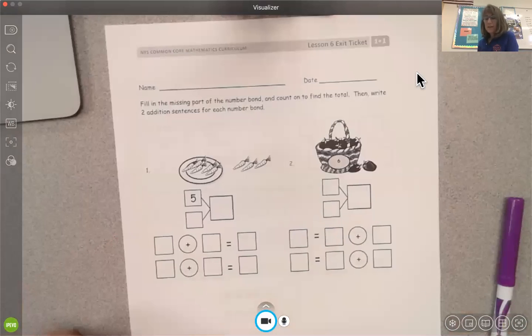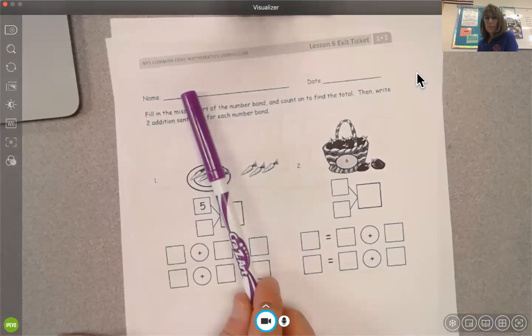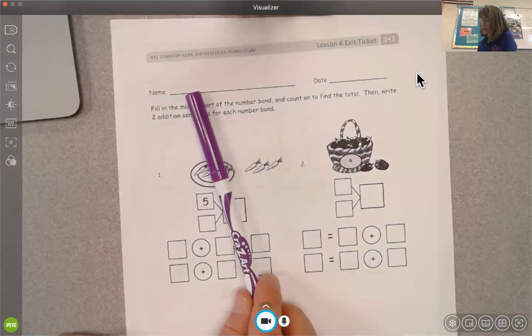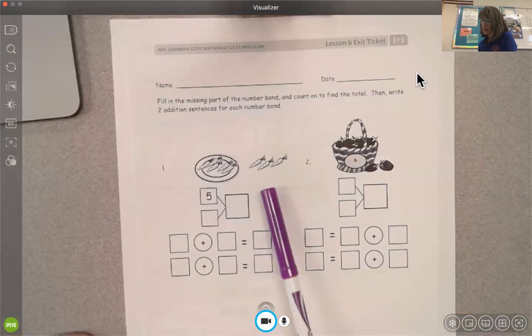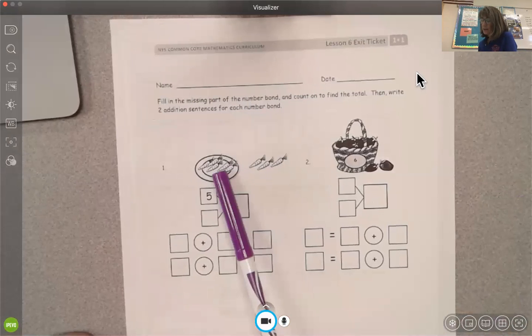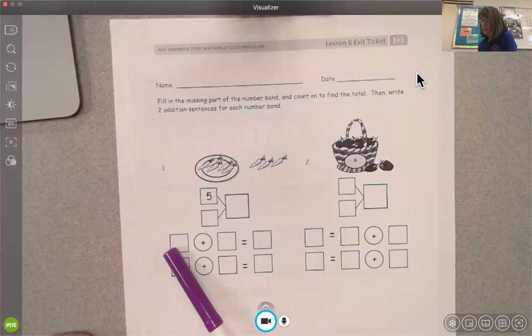And when you do your exit ticket, I need you to write your name on it because this is definitely one that I will be looking closely at and we don't want it to get lost. And then you're going to look at this picture right here. It has carrots on the plate and some more carrots here. And you're going to write the number bond that goes with this picture. How many are not on the plate? Write it right there. How many are there all together? Then you're going to write 2 equations that equal the whole amount.